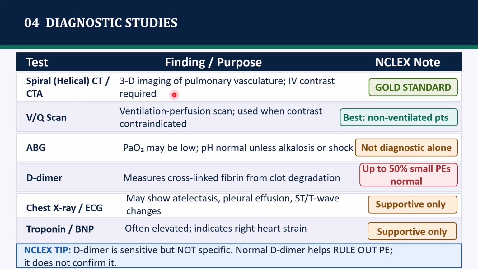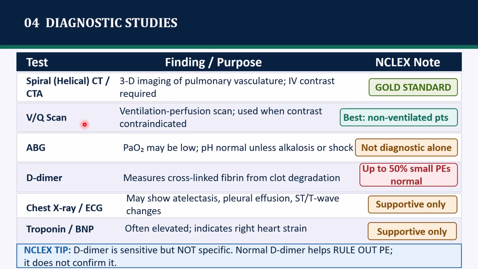This test requires an IV injection of contrast dye, and the scanner rotates continuously around the patient, creating a three-dimensional image of the pulmonary vasculature. It can see all the anatomic regions in the lungs. When someone comes in suspected of having a PE, this is the first-line imaging test.